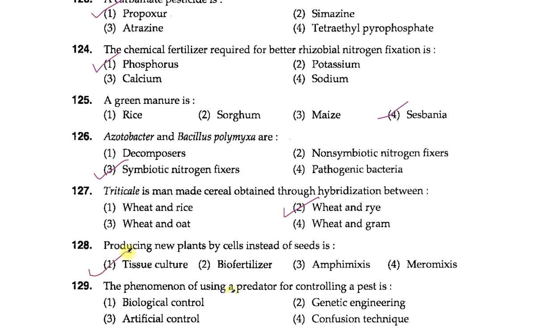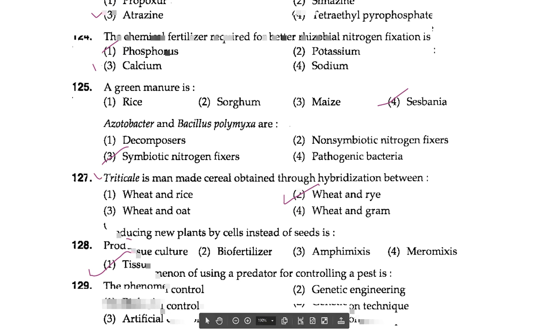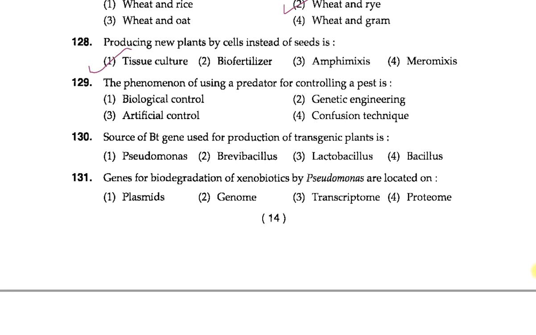The phenomenon of using a predator for controlling a pest is 1. Biological control, 2. Genetic engineering, 3. Artificial control, 4. Confusion technique. This one is the first, biological control. For example, Gambusia fish are used to control the larvae of some mosquitoes.